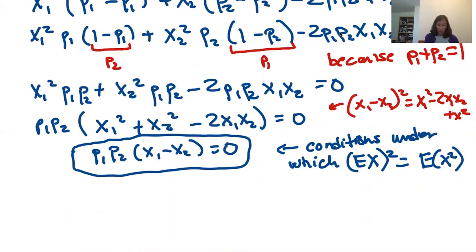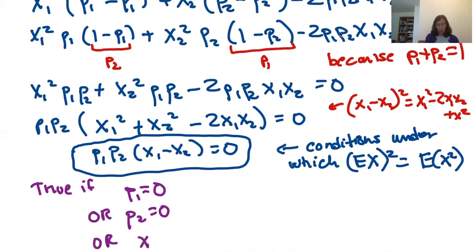And those conditions are, there's three possibilities. Three possible ways to make this true. Let's switch to purple for that. So this is true if P1 equals 0. P1 equals 0, that whole thing equals 0 because we're multiplying something by 0. It's also true if P2 equals 0, so either one, or if x1 equals x2. Those are the conditions under which we can switch the order of squaring and taking expectation.